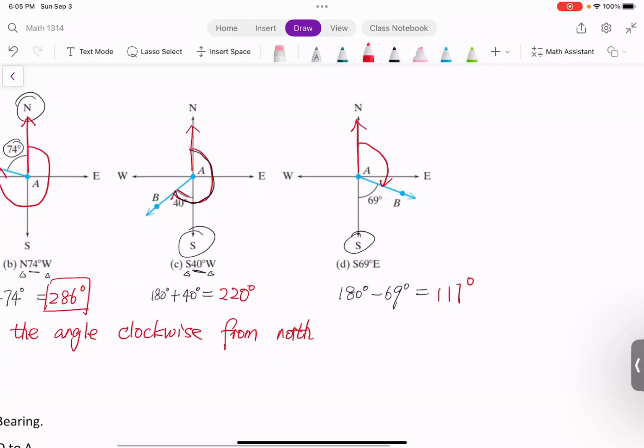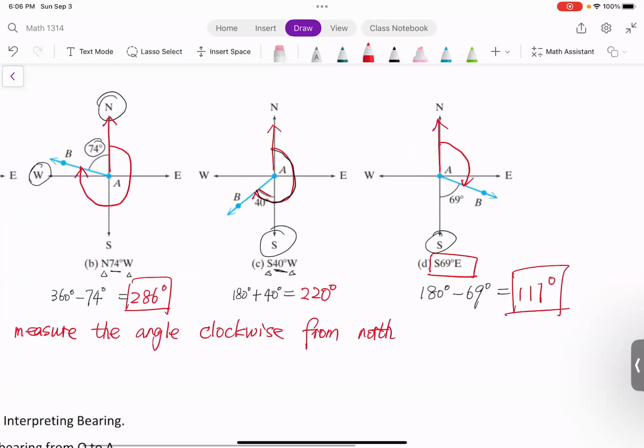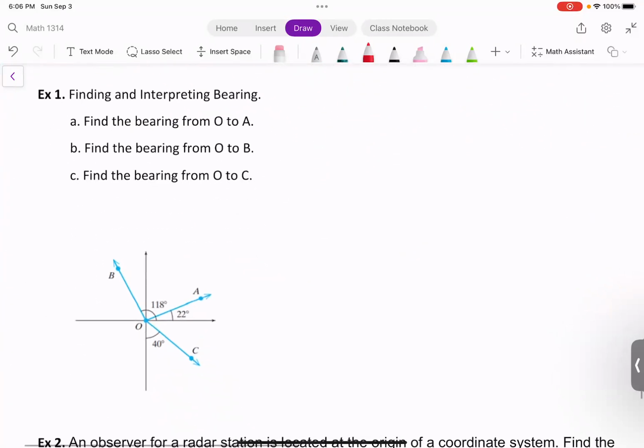So we have two methods to describe the bearing. One method needs a north-south line to describe the bearing. The other one doesn't need the north-south line. You just need to show the angle, and you will know it's starting from the north. All right, let's see the first example, finding and interpreting bearing.